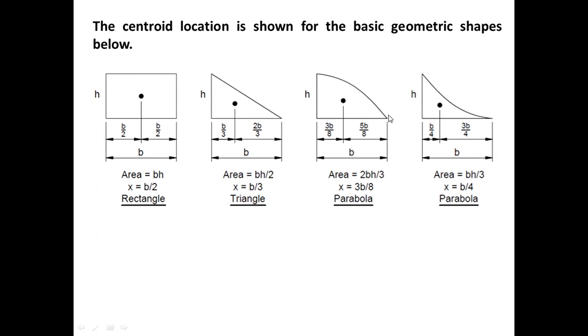If your shape is a triangle but it has a parabolic curve, what will you do? What is the area? 2/3 BH. What is the x bar? 3/8 of its base from here, and from the other side 5 by 8. For a triangle with a third degree parabolic curve, what is the area? 1/3 BH. What is the x bar? 1/4 of b from here, right?